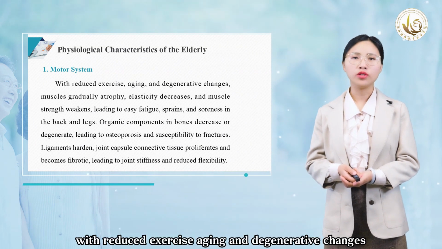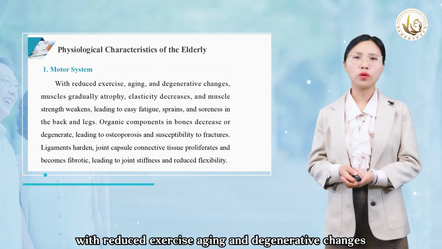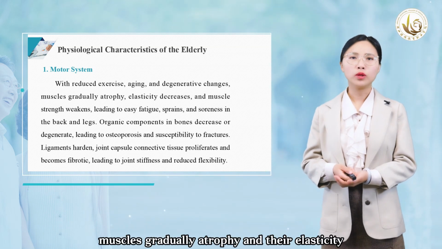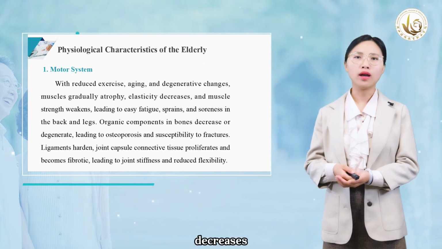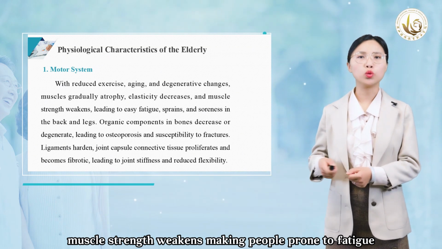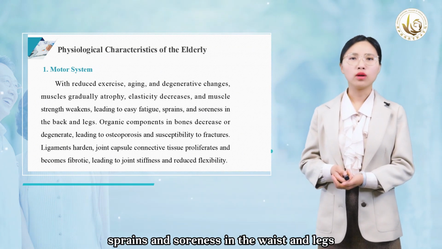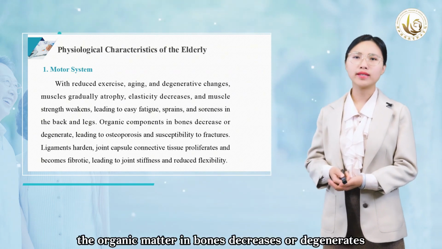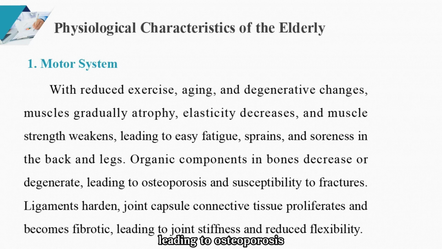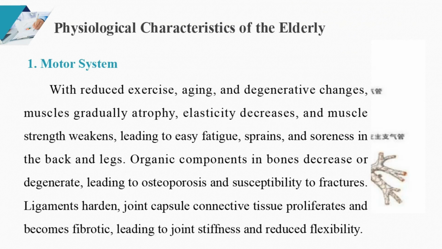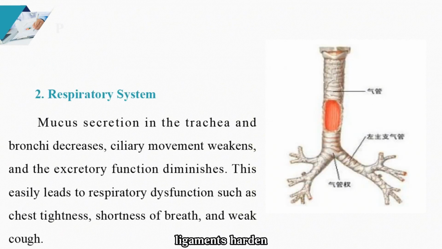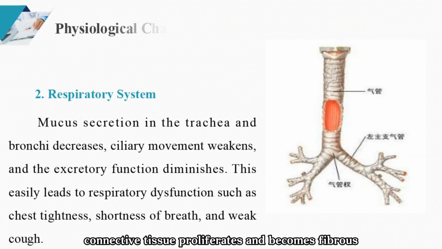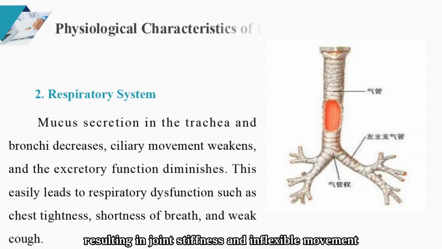With reduced exercise, aging, and degenerative changes, muscles gradually atrophy and their elasticity decreases. Muscle strength weakens, making people prone to fatigue, sprains, and soreness in the waist and legs. The organic matter in bones decreases or degenerates, leading to osteoporosis, increasing the risk of fractures. Ligaments harden, joint capsule connective tissue proliferates and becomes fibrotic, resulting in joint stiffness and inflexible movement.